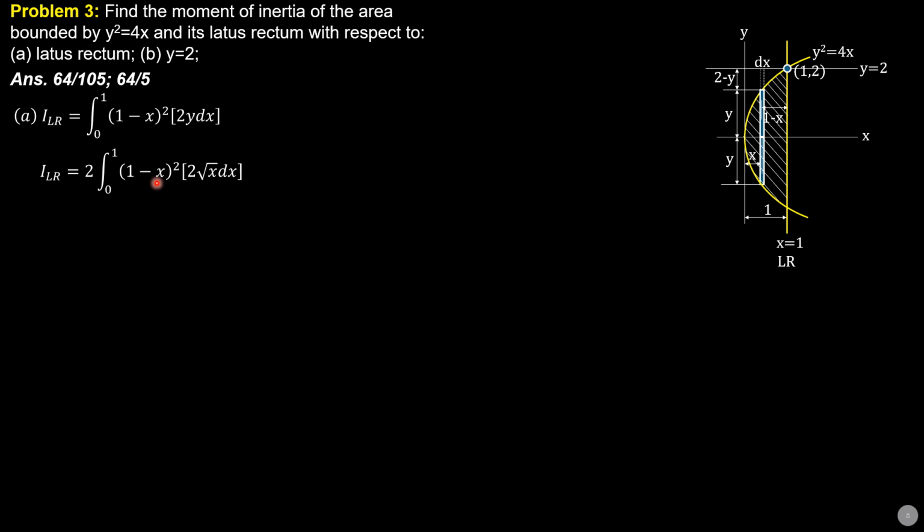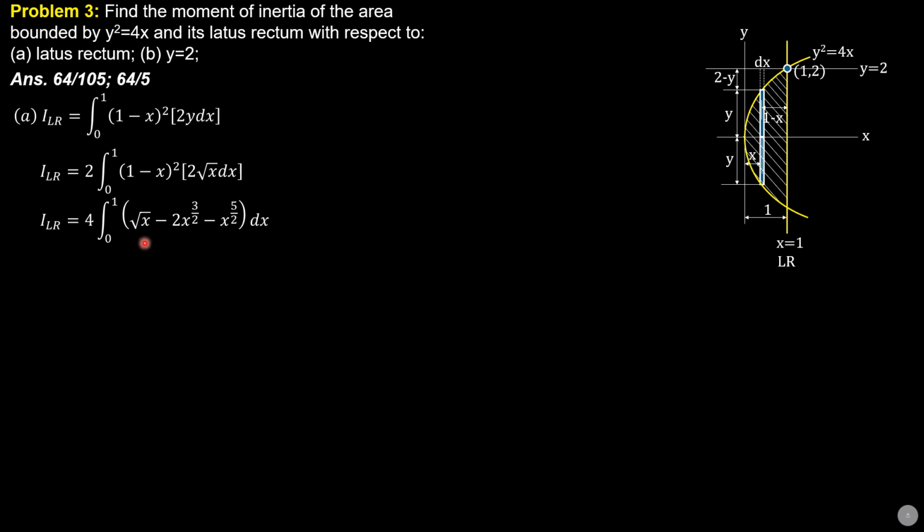Expanding, this is now 4 times (1 minus 2x plus x squared) times square root of x. The first term would be square root of x, the second term is negative 2x times square root of x, that would be negative 2x to the 3/2. The last term is x squared times square root of x, that would be x to the 5/2. So I_LR equals 4 times the integral from 0 to 1 of (square root of x minus 2x to the 3/2 plus x to the 5/2) dx.